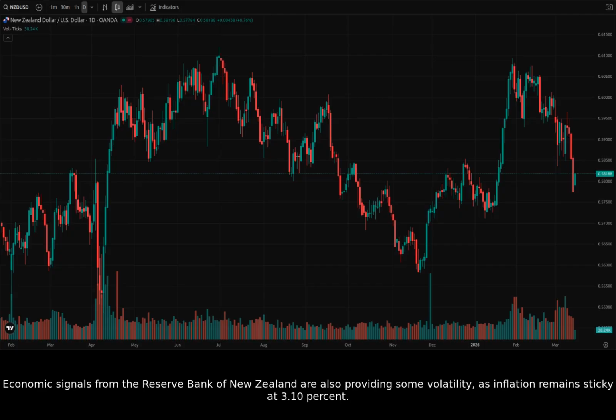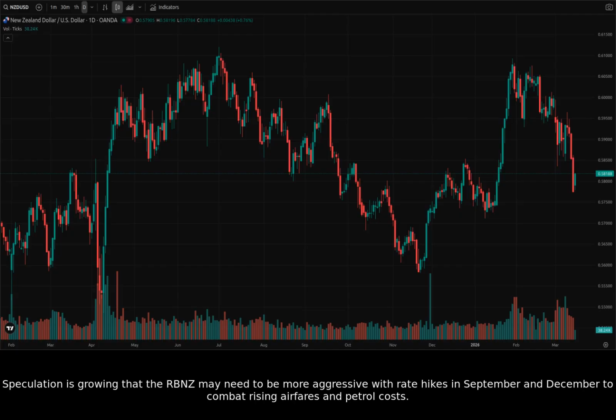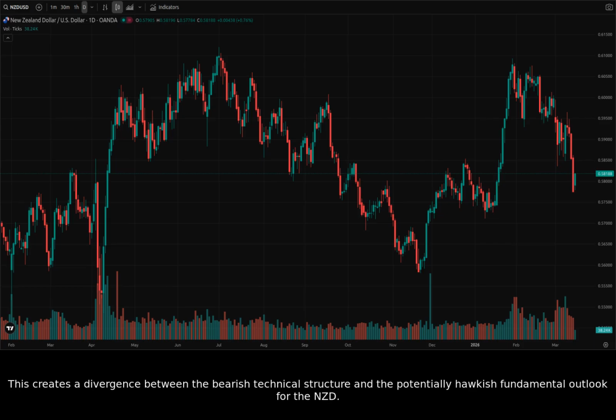Economic signals from the Reserve Bank of New Zealand are also providing some volatility, as inflation remains sticky at 3.1%. Speculation is growing that the RBNZ may need to be more aggressive with rate hikes in September and December to combat rising airfares and petrol costs. This creates a divergence between the bearish technical structure and the potentially hawkish fundamental outlook for the NZD.